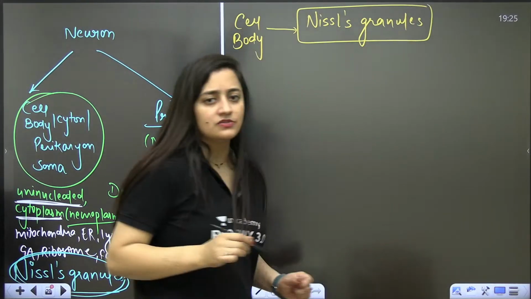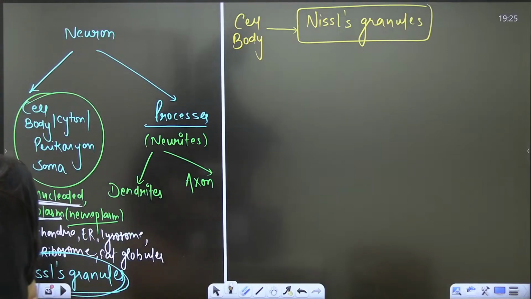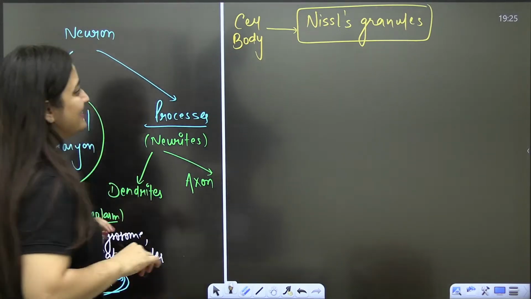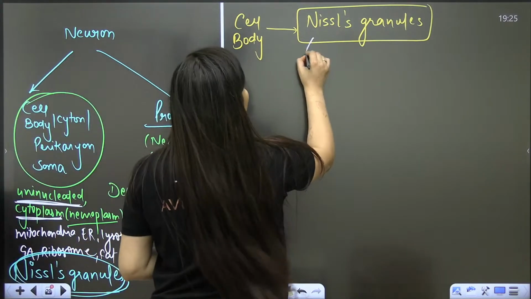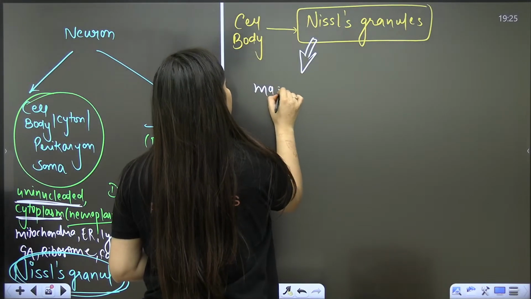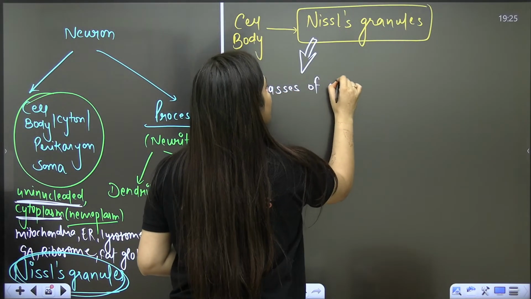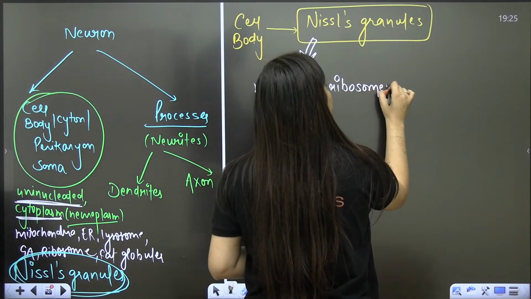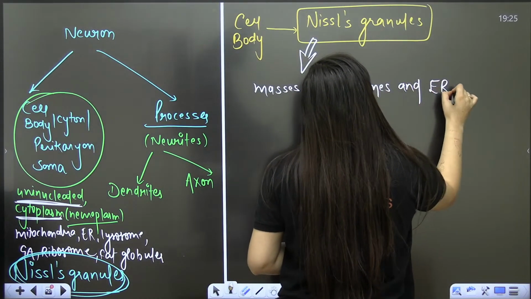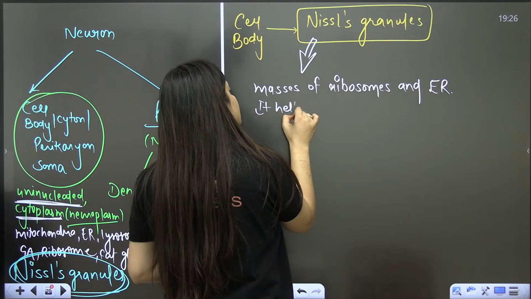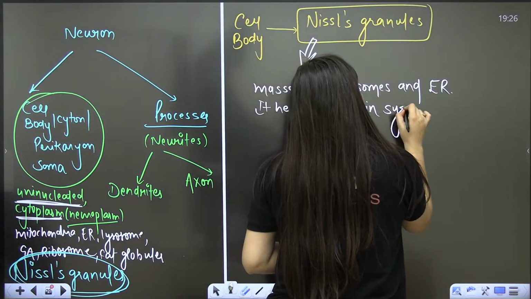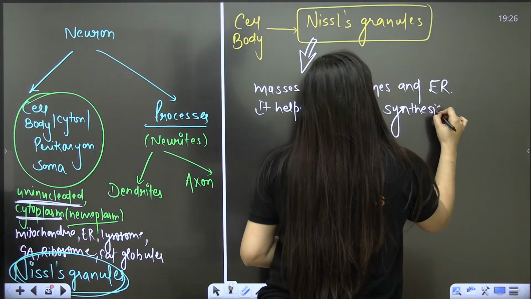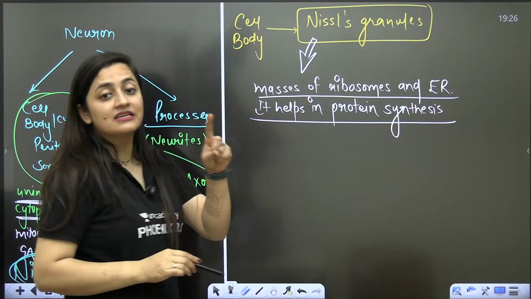So what is the meaning of this word? What do you understand by these Nissl's granules? What are they? They are masses or aggregates of ribosomes and endoplasmic reticulum. It helps in protein synthesis, because you know that ribosome is also the protein factory. So Nissl's granules are present.